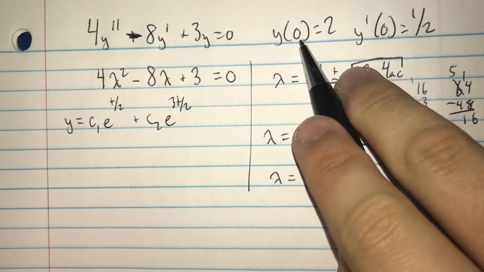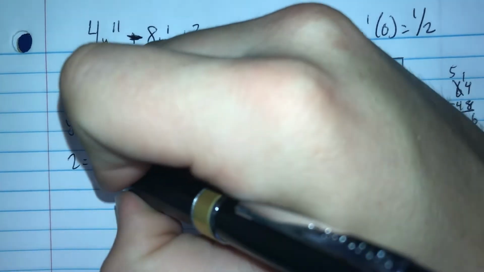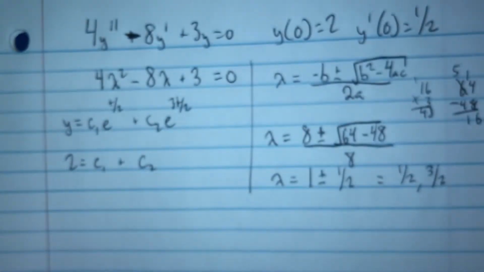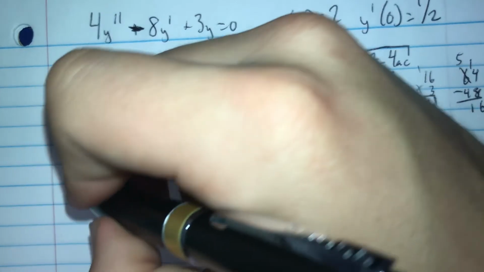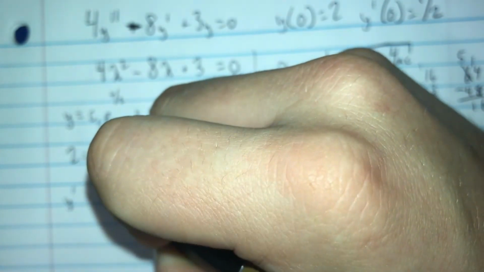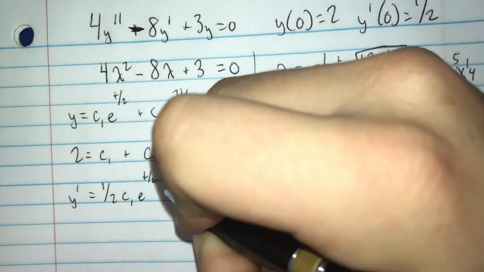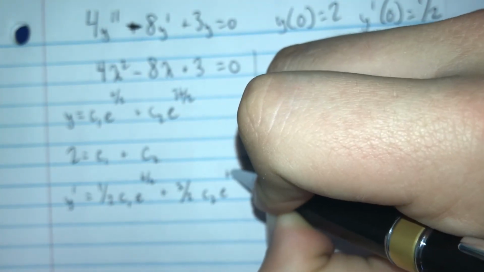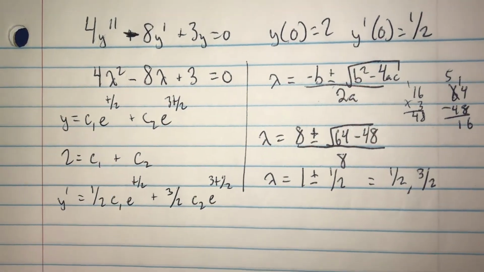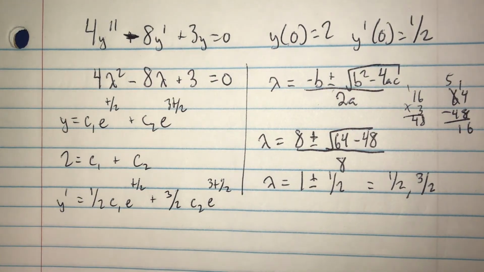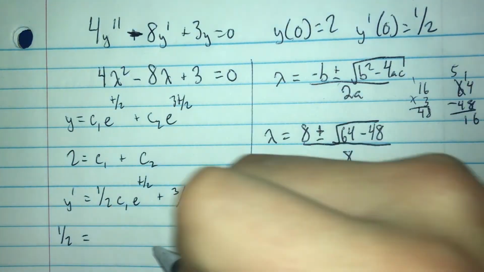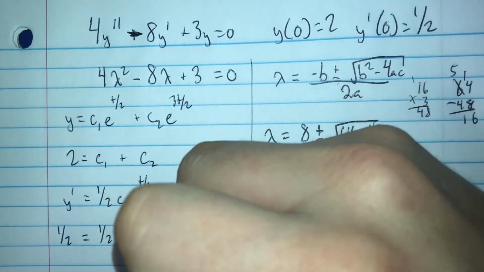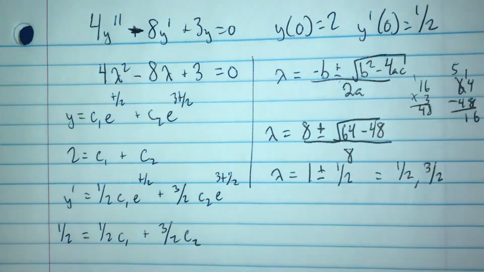So we can say when t is 0, y is 2. So 2 is equal to c1 plus c2. Now let's take the derivative of this. So we have y prime is equal to 1/2 c1 e to the t over 2 plus 3 over 2 c2 e to the 3t over 2. And remember, we're plugging in t as 0 and y prime is equal to 1/2. So we have 1/2 is equal to 1/2 c1 plus 3/2 c2.